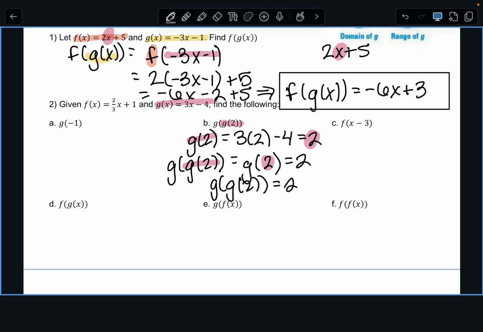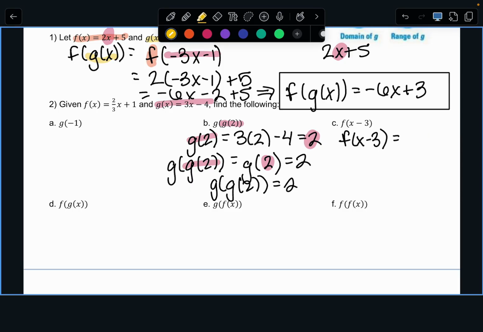Let's do another example without as many 2's and without as many g's. Let's do part C: f of x minus 3. What am I plugging into this function f? What am I replacing x with? I'm replacing it with x minus 3.